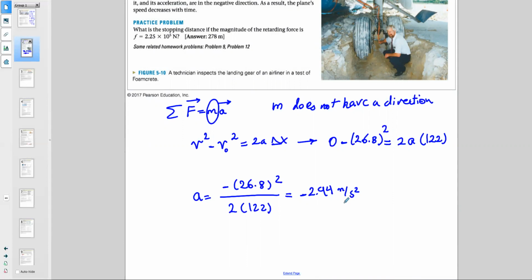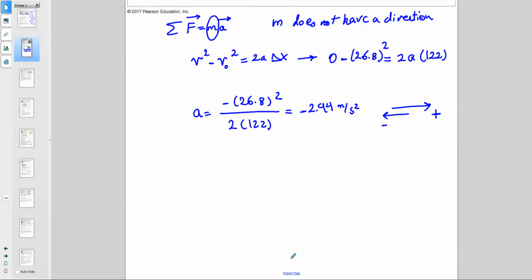It means that if the airplane is moving towards the positive, so the velocity is towards the positive, the acceleration is towards the negative. It is slowing it down. That's what it means. Now, sigma F equals ma. So if we have an airplane, let's say this is an airplane, it's a terrible airplane.